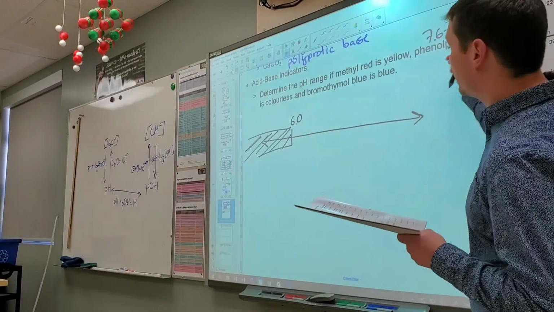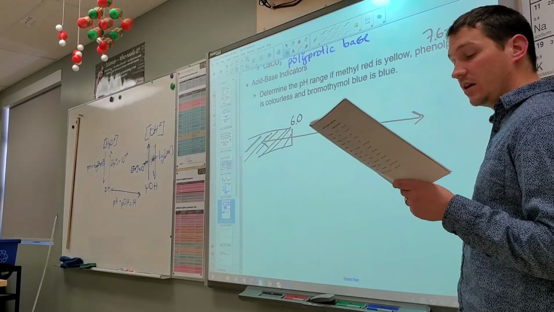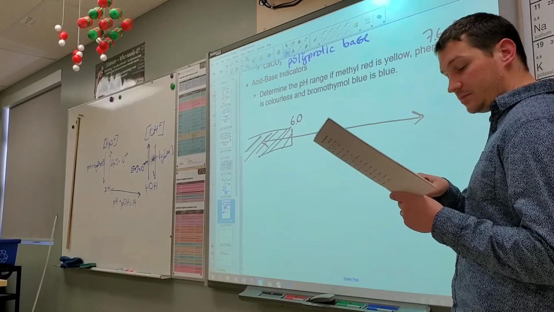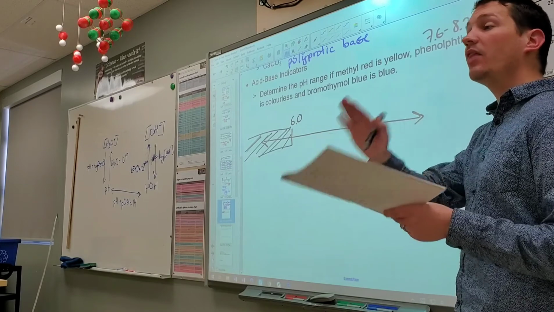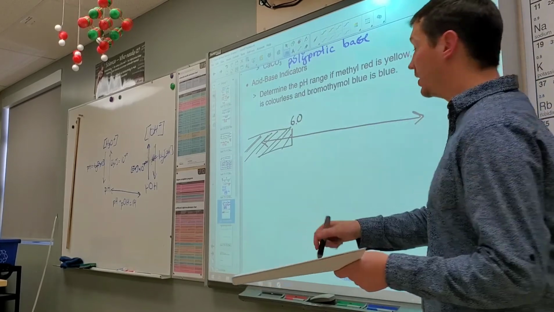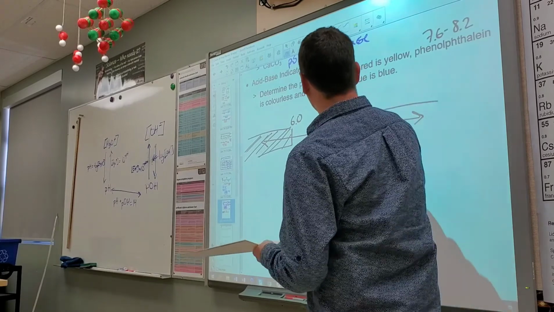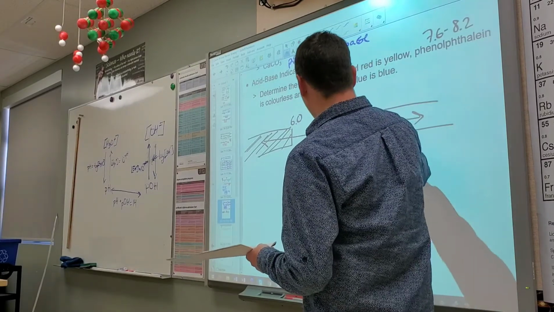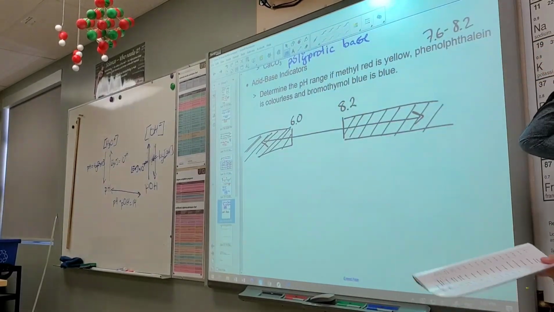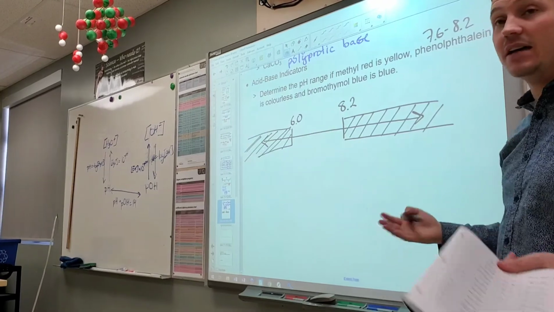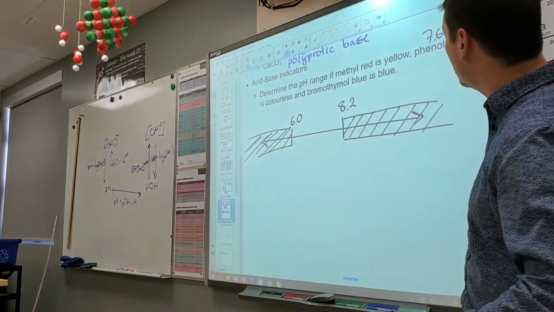Okay, what's the next piece of information? Phenolphthalein is colorless, right? So what does that mean? It has to be 8.2 or less. In other words, it cannot be 8.2 or higher. Do you agree? It cannot be this. So right now, what's our range? 6 to 8.2. Is that fairly obvious for people? Yeah, it has to be in between those.